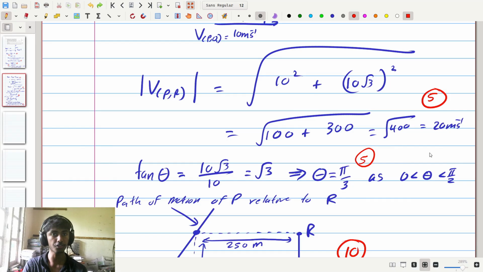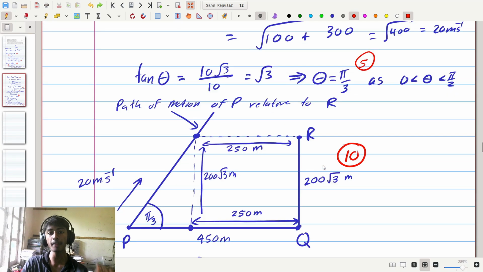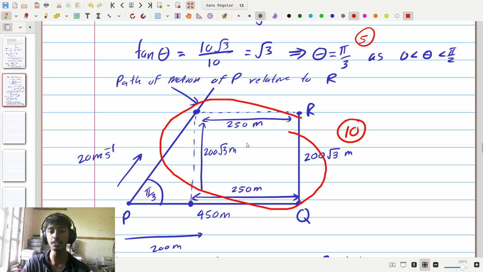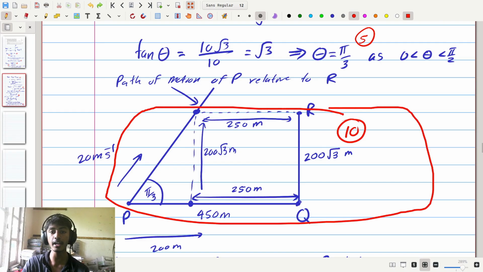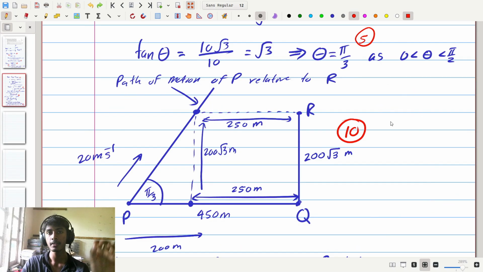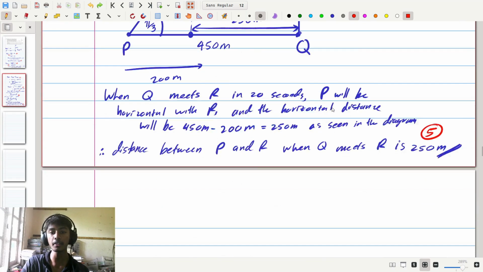Now from this, when you then consider the path of the boat P relative to the boat Q, draw the path and then consider the geometry after 20 seconds like this. Drawing all of this correctly and finding the correct distance here will get you 10 total marks. Now from that, when you finally take this distance and conclude the distance between P and R when Q meets R is equal to 250 meters, you'll get a final 5 marks. And with that, we are done with this question.